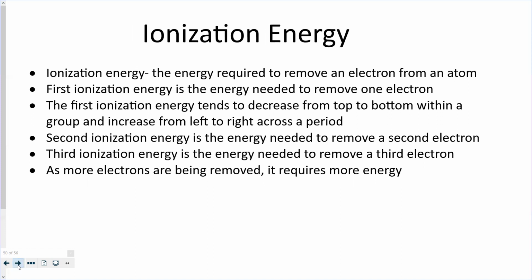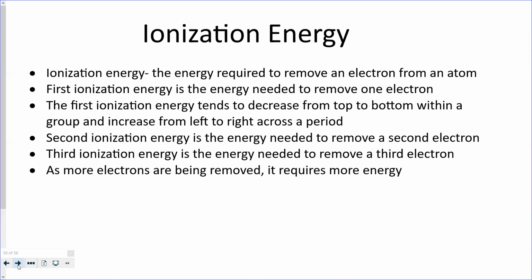We also are going to look at ionization energy. This is the energy required to remove an electron from an atom, so for it to completely lose that electron and it be transferred to another atom. We're going to typically deal with the first ionization energy, which is the energy needed to remove one electron. Even if it's something that is going to lose more than one electron, it only loses one at a time.